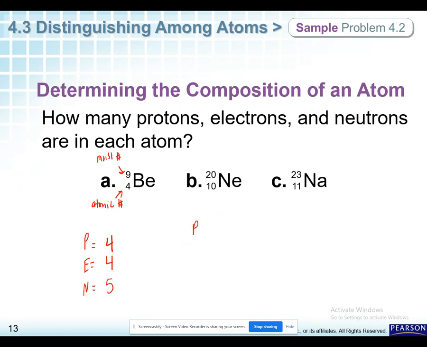If you look at letter B, the bottom number is the atomic number, so that's going to be the number of protons. If it's a neutral atom, the electrons will also equal the number of protons. And then for the number of neutrons, I have to take this top number, 20 minus 10, which gets me 10 neutrons. And last but not least, we have Na, which is sodium. Down here, this is our atomic number. Our atomic number is always equal to our number of protons. And of course, if it's electrically neutral, that also equals our number of electrons. And last but not least, neutrons is found by taking the mass number minus the atomic number, which is 12.